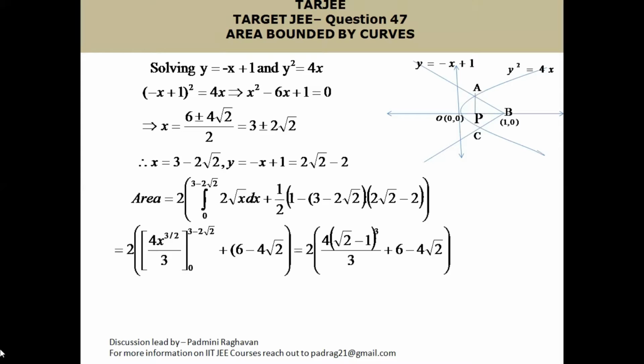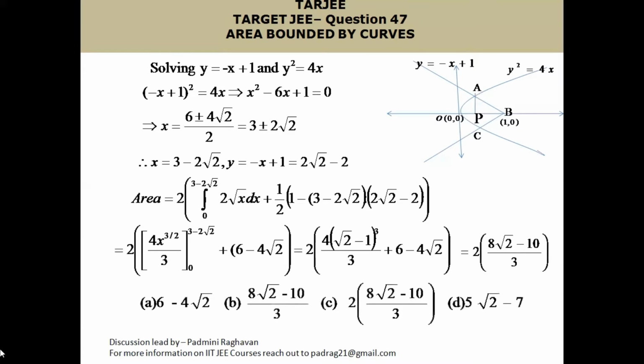But we know the square root of 3 - 2√2 is √2 - 1. So the first term after substitution of the limits becomes 4/3 into (√2 - 1) the whole cube, plus 6 - 4√2. Expand (√2 - 1) the whole cube. Take 3 as an LCM. Simplify the expression. It becomes 2 times (8√2 - 10)/3.